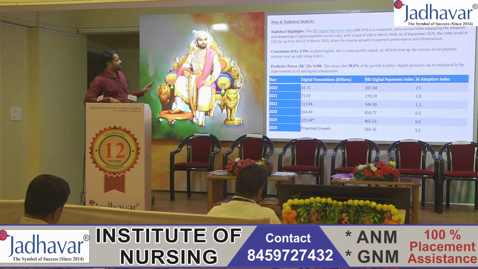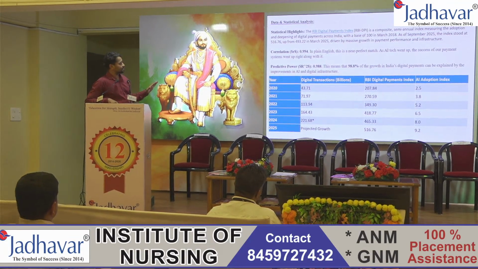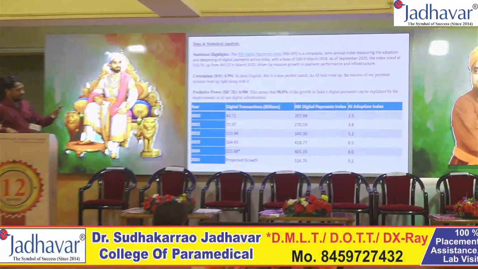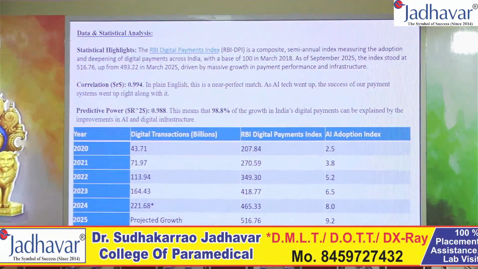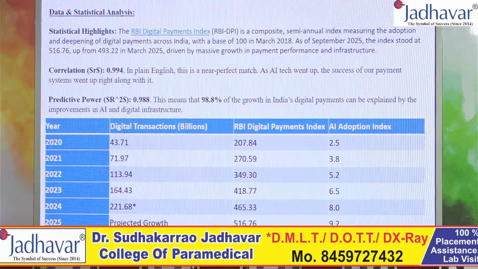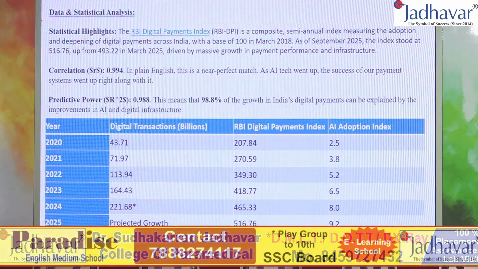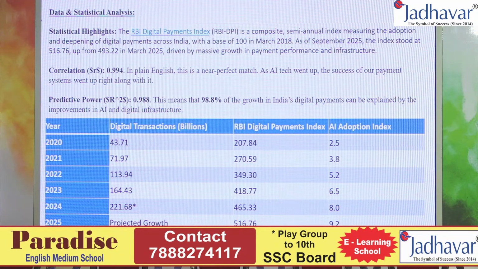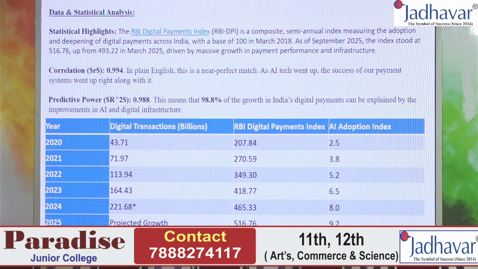So here is the data analysis. Consider the RBI Digital Payment Index, and you can see the numbers from 2020 to 2025. You can see the numbers are increasing, and based on those numbers, the correlation, which we already discussed for hypothesis one, is positive.